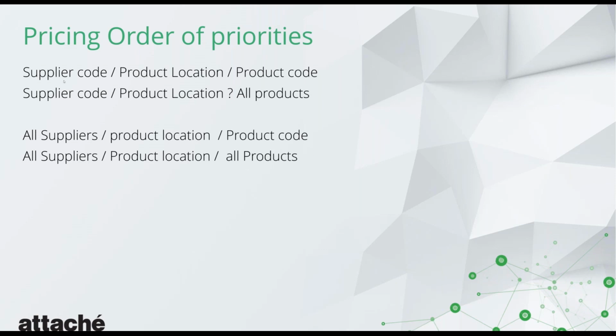Okay, so these are the order of priorities: the supplier code, location, then the product code, supplier code, location, and then all products. Now, all suppliers, the location and product code, and all suppliers, product location, and all products. This is also true for customer special pricing as well.